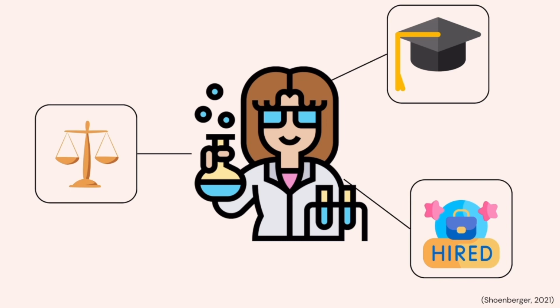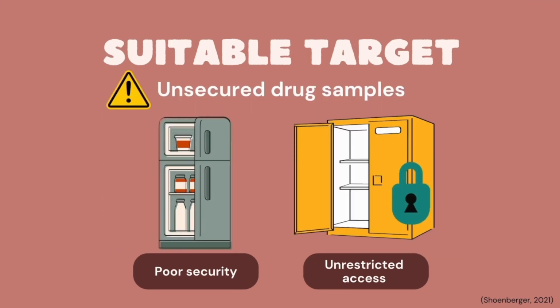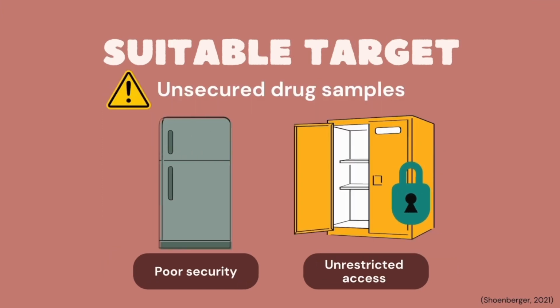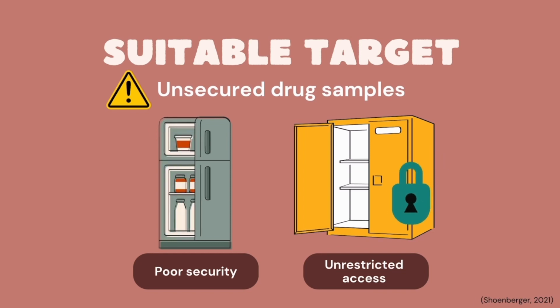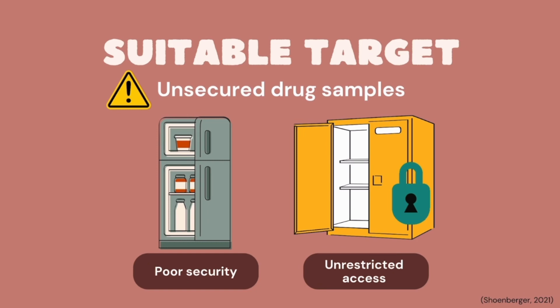Routine activities theory explains how everyday circumstances can create opportunities for crime. Farak was a motivated offender as she struggled with substance abuse after trying various drugs in college to help with her depression, and had direct access to drug evidence. Over time, she began using lab samples, starting with small amounts and escalating to stronger substances. Drug samples were suitable targets as they were poorly secured, with standards being stored in easily accessible locations like refrigerators and cabinets. Everyone in the lab, including Farak, had unrestricted access.